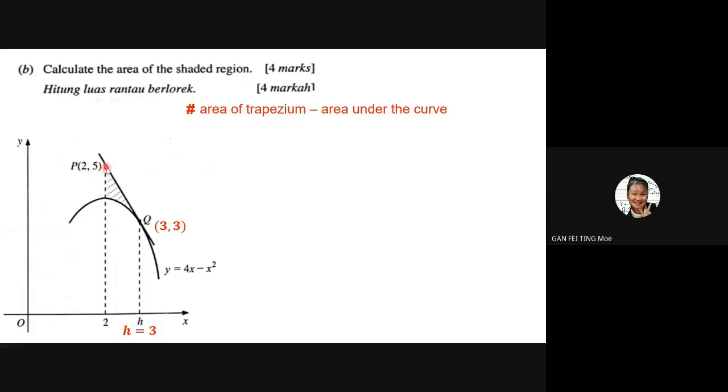Area of trapezium, PQH2 yang ini, area of trapezium. Take away the area under the curve. Ini yang dia rancang. So bila dah rancang, terus masuk formula. This is the area of trapezium. Then you take away of the area of under the curve, then you akan dapat shaded region. Okay, now area of trapezium.